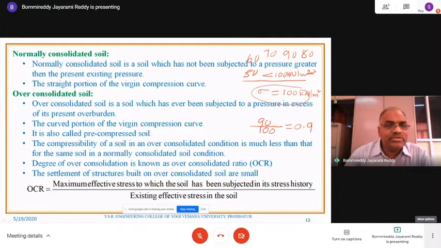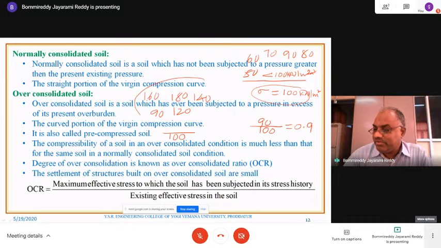Now look at the over consolidated soil. Over consolidated soil means it is exactly opposite to the previous one. For example, if the existing soil pressure is 100, in the stress history it may be 90, 120, 180, 160. So for example, in 1 year the maximum stress on the soil is 90. In another year, 180. In another year, 120. In another year, 160 or 140, etc.